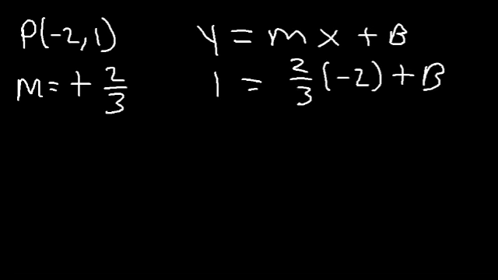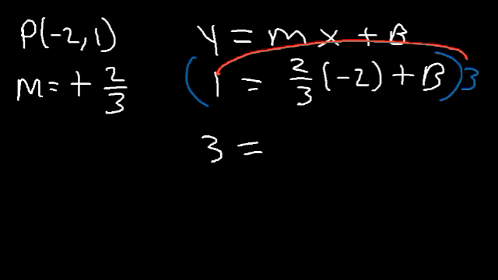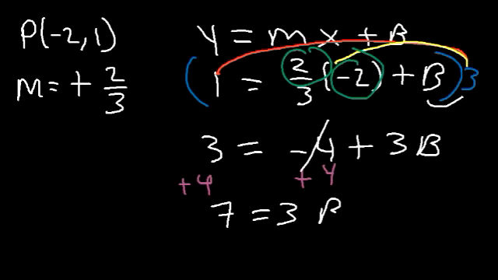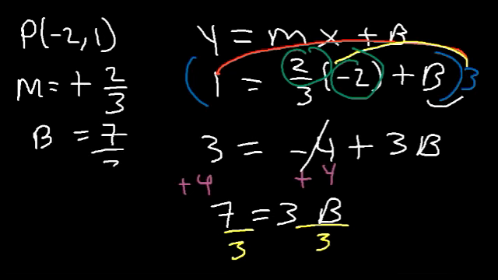Now to get rid of the fraction, let's multiply everything by 3. So 3 times 1, that's 3. 3 times 2/3 times -2, the 3's will cancel, and so what we have left over is 2 times -2, which is just -4. And then 3 times b, which is 3b. So now let's add 4 to both sides. So therefore 7 is equal to 3b, and now let's divide both sides by 3. So b is 7 over 3.